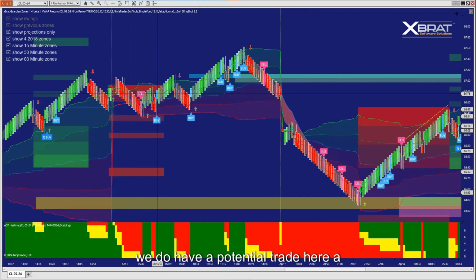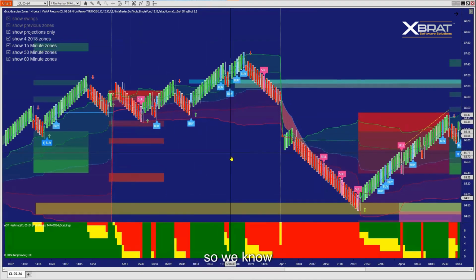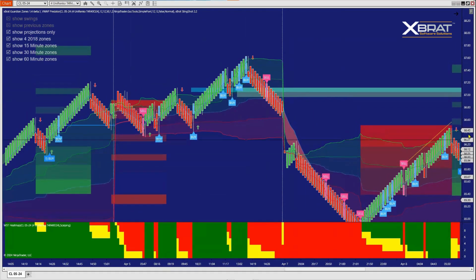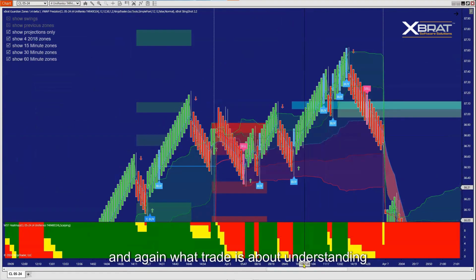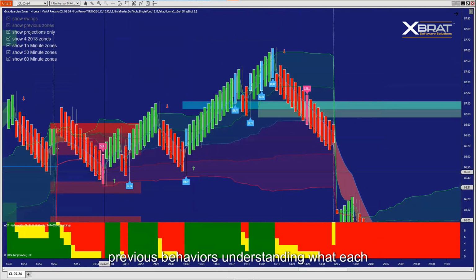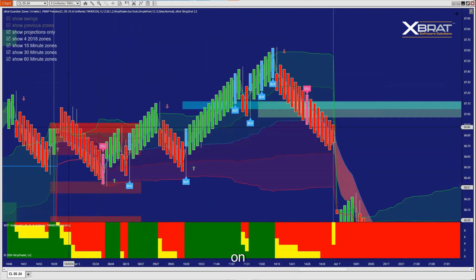We do have a potential trade here. Let's talk about this. And again, what trading is about is understanding previous behaviors, understanding what each particular strategy is. So we've got these pullback zones on the Slingshot here. We know if that fails, it hits target 1. We come back up. If it fails, it's most likely going to go wrong. We get a type 3 signal printed. We didn't get one in this case. Not going to trade it.